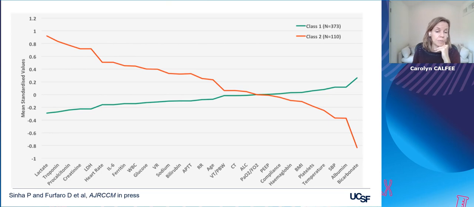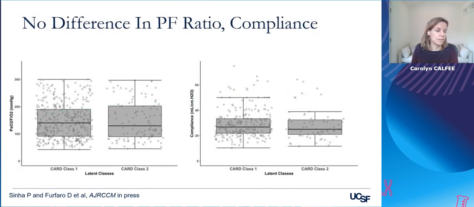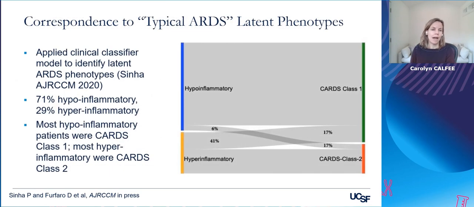Interestingly, the respiratory variables were here in the middle, indicating that there was not much difference between the 2 phenotypes in these variables. This is just showing the same data in a slightly different way, which is to say that comparing the two latent classes, there was really no difference in the P to F ratio and no difference in compliance. So this did not suggest that there were distinct subgroups within COVID ARDS that are distinguished on the basis of their compliance. Now, how do these phenotypes correspond to the typical ARDS latent phenotypes that I've shown you before?